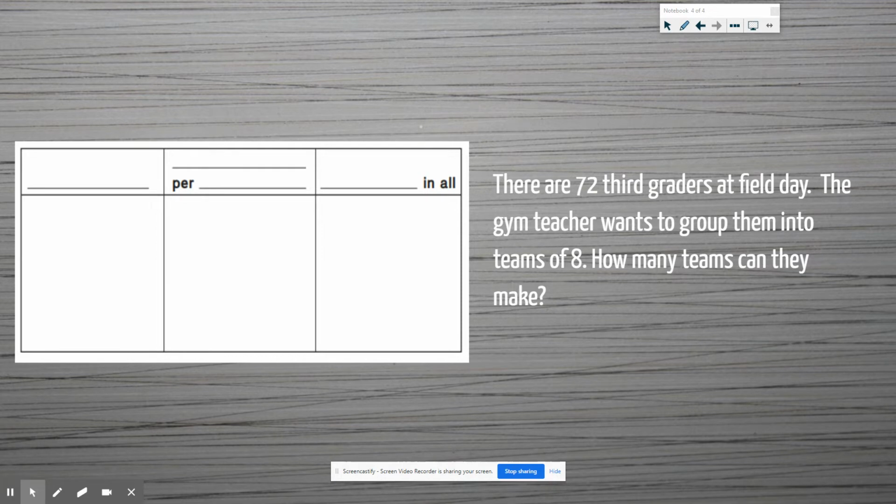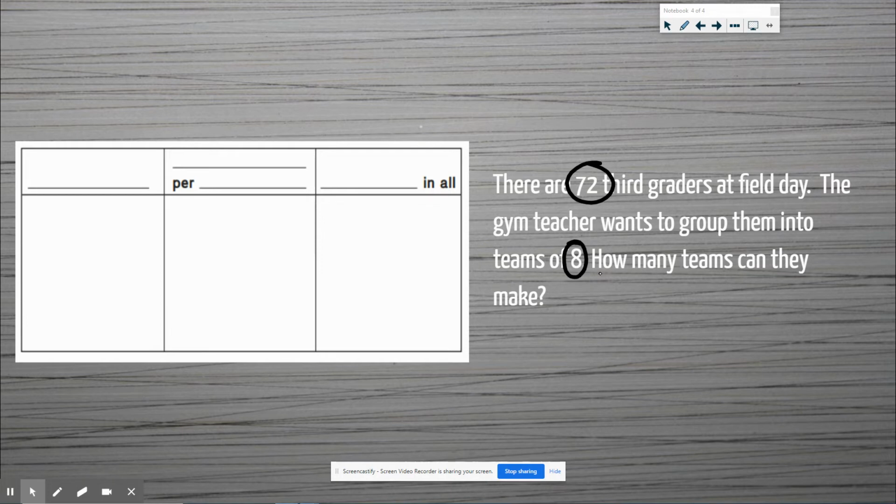There are 72 third graders at field day. The gym teacher wants to group them into teams of 8. How many teams can they make? So I've got 72 third graders, and we need teams of 8. How many teams can they make? My keywords, there's not really too much that's telling me my math words. The groups is going to help me out here. So I'm going to start with the beginning.